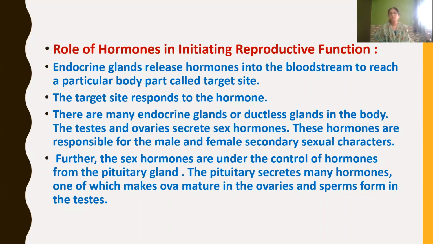The pituitary gland secretes many hormones, one of which makes the ova, otherwise called eggs, mature in the ovaries. In the same way, it makes the sperm form in the testes. That is, it initiates the testes to produce sperms in male organisms.